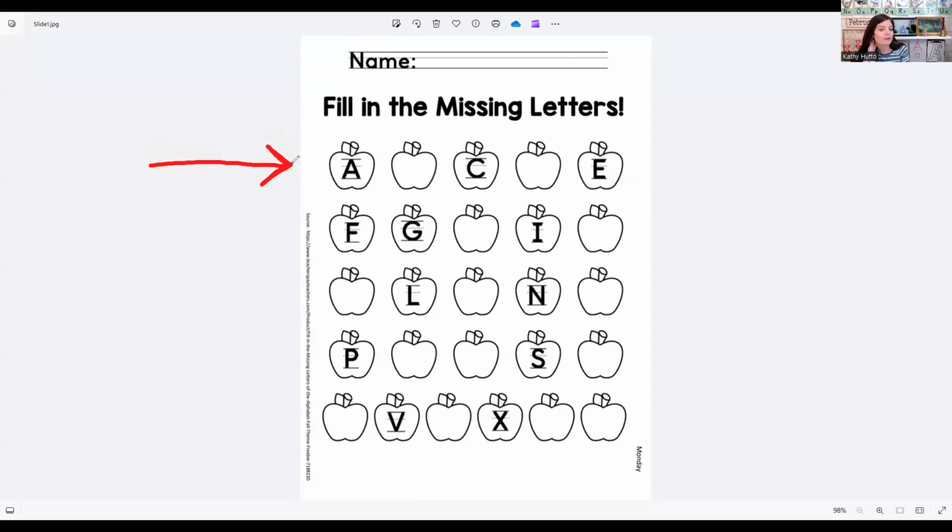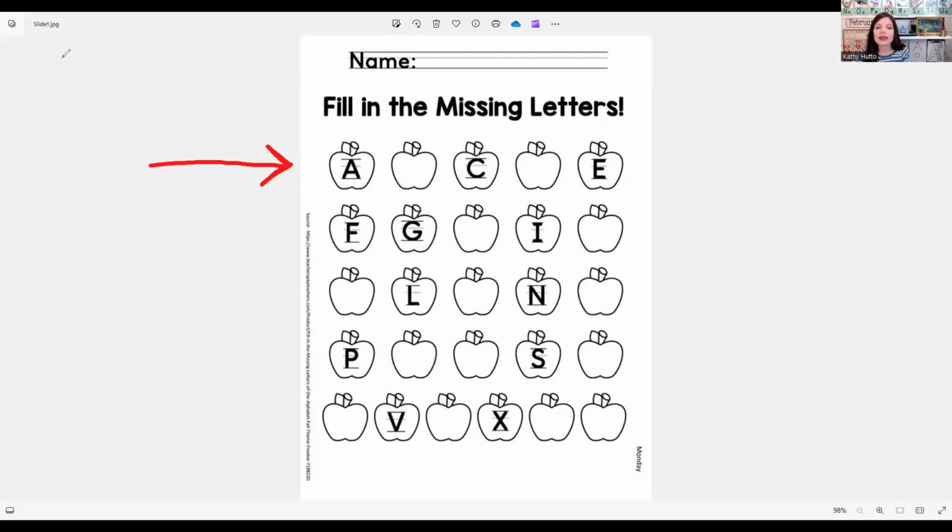in the alphabet. A, B, C, D, E, F, G, H, I, J, K, L, M, N, O, P, Q, R, S, T, U, V, W, X, Y, and Z.